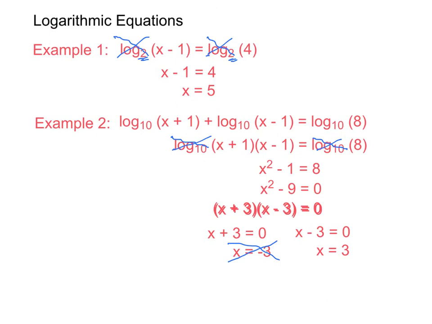So now I have x minus 3 equals 0. If I add 3 to both sides, I get x equals positive 3. Well, positive 3 is a valid answer. So our correct answer to example 2 is going to simply be x is equal to positive 3, and that is the one and only answer.